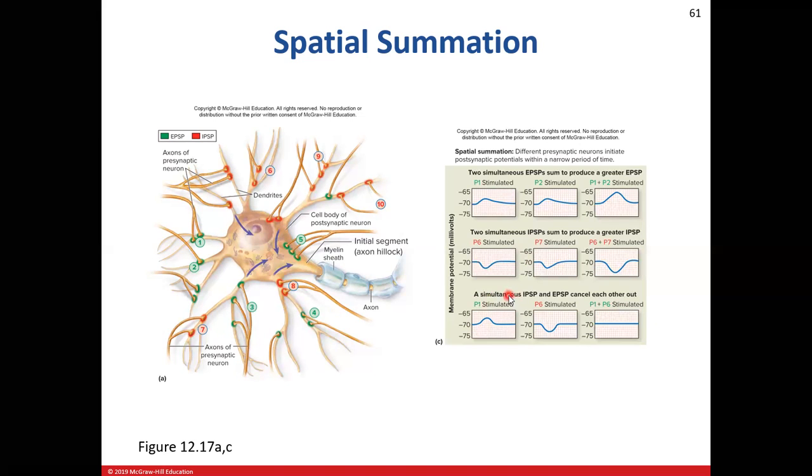Now if we look at a simultaneous IPSP and EPSP, they're actually able to cancel each other out. Again, P1 and P6 come in at the same time. One is excitatory, one's inhibitory. When you add them together, you basically get no change at the axon hillock. So this first row here is actually going to lead us closer to generating an action potential. The second row here is going to take us farther away from generating an action potential and is less likely to. In this case, we have it canceling each other out, so there's really a net of no change.